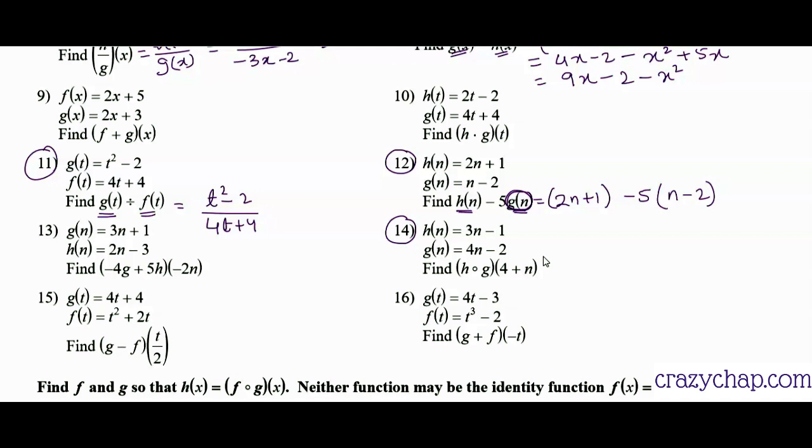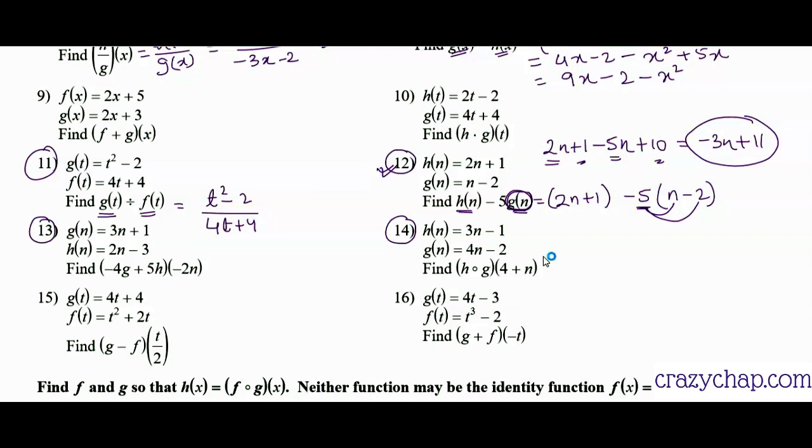I'm simplifying above. So we break the bracket, we get 2n plus 1, and then minus 5 will multiply with n and minus 5 will multiply with minus 2, so we get minus 5n and plus 10, right? So simplifying more, 2n minus 5n will get you negative 3n, and plus 1 and plus 10 will give you plus 11. So that's my answer, guys, negative 3n plus 11. That's my answer for number 12. Let's try question number 13.